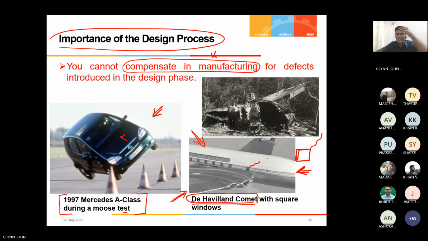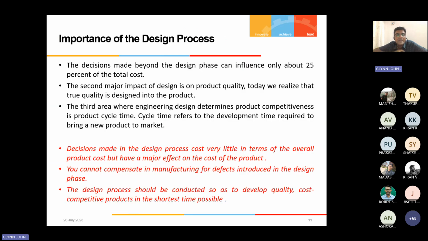So whatever happens in the design phase will have a very large impact on the life of the product, the reputation of the company, and overall whether the company is going to function or not. That itself will be decided by the design, right? So that's what is summarized here. Decisions made beyond the design phase can influence only about 25% of the total cost.